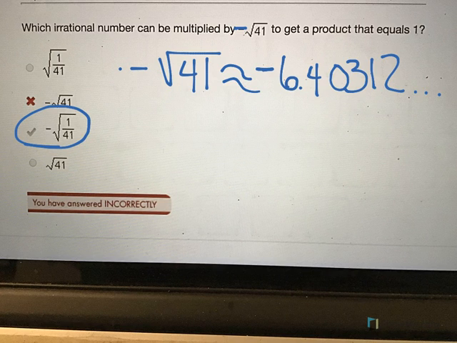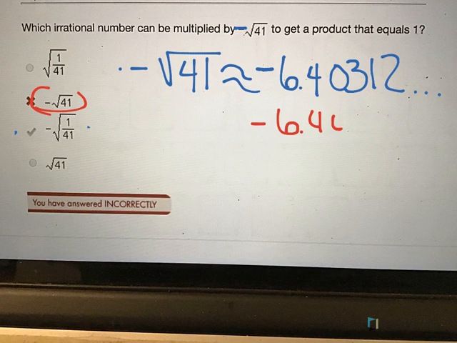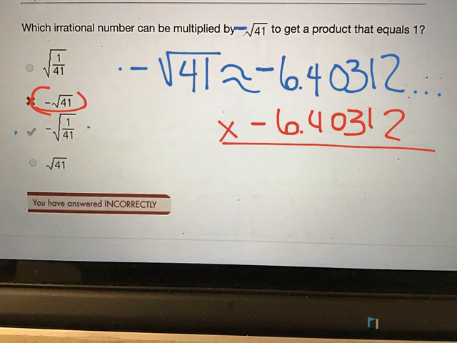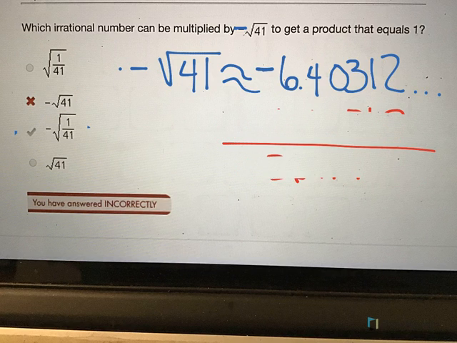Well, let me explain. Let me erase this. This can't be the answer. Why? Because this is the same number. So it would be like multiplying these two numbers together. And a negative times a negative does give you a positive, but forget the decimal. 6 times 6 is 36. And so that's definitely not close to 1. So that could not be the answer.